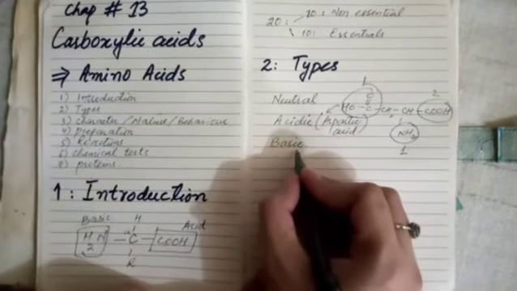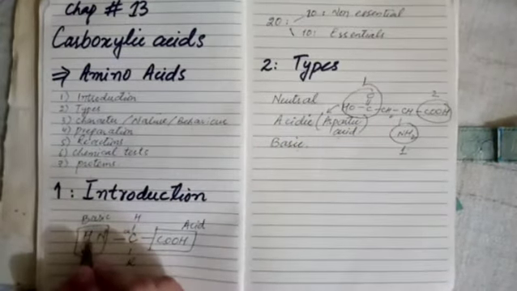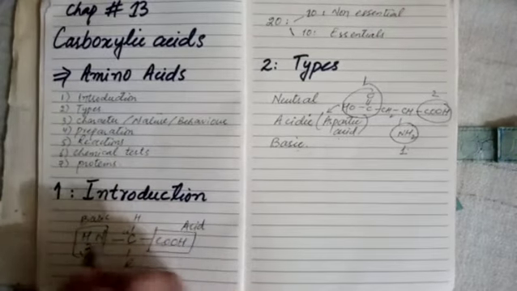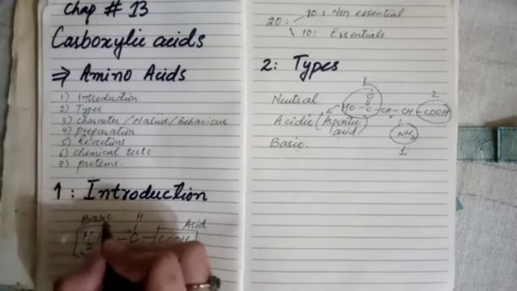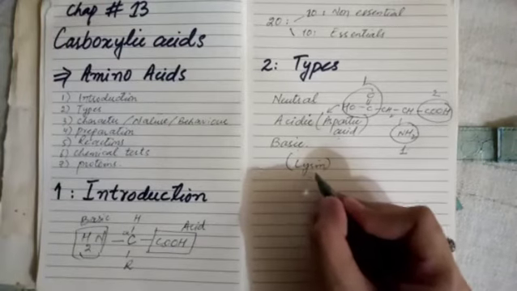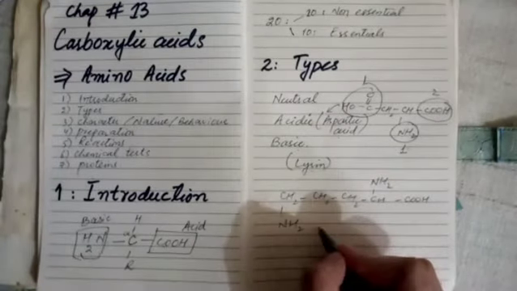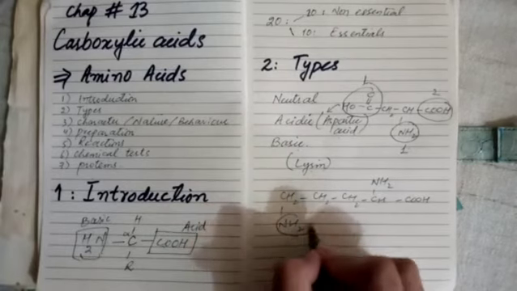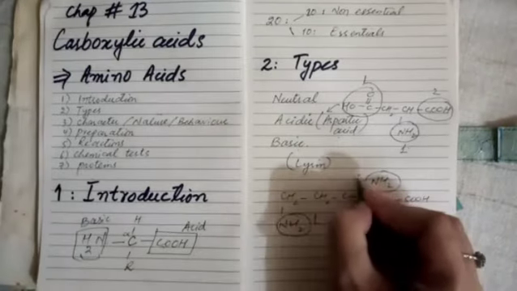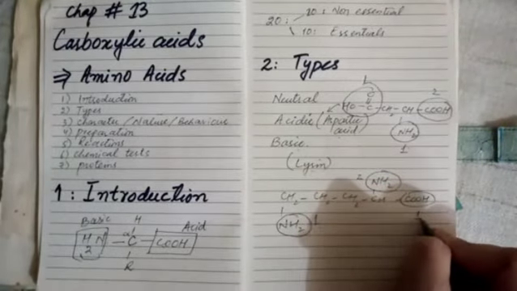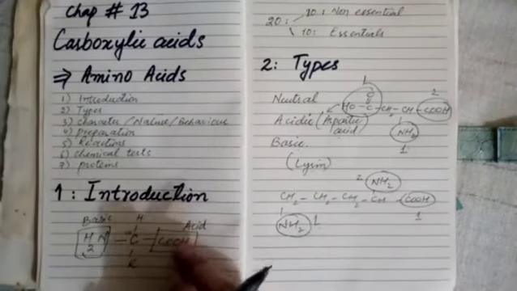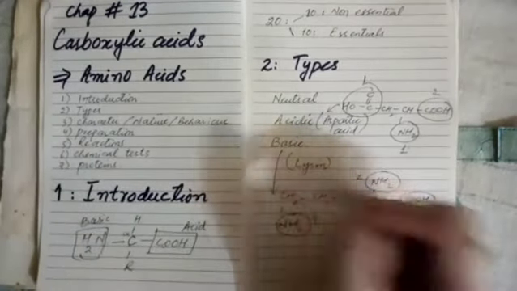Next come basic amino acids, which have more amino groups attached to a compound than carboxylic groups. They will be called basic amino acids. For example, lysine, and this lysine has this general formula. Here you can see one amino group here and the other amino group is here. So it has 2 amino groups to 1 carboxylic group. So it has more basic part as compared to acidic part. So that's why it is a basic amino acid.